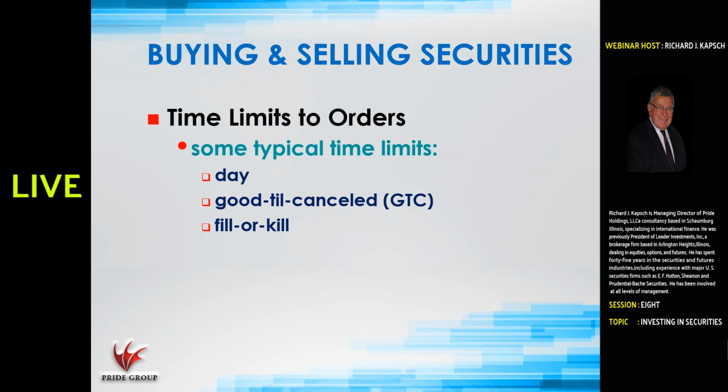You also might have good till canceled orders, GTC orders, which you might use for stop orders, and these are good until you specifically instruct the broker to cancel that order. Third are something we call fill or kill orders. You put the order in on a fill or kill basis. He tries to buy it at a specific price. If he's unable, then the order is automatically canceled.